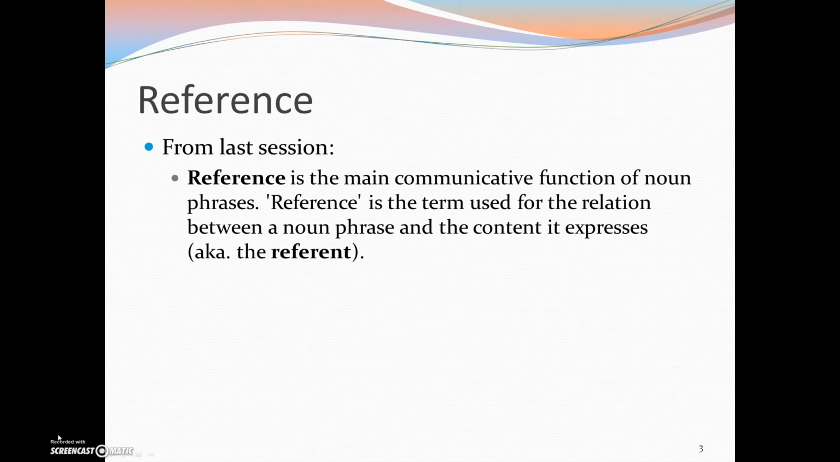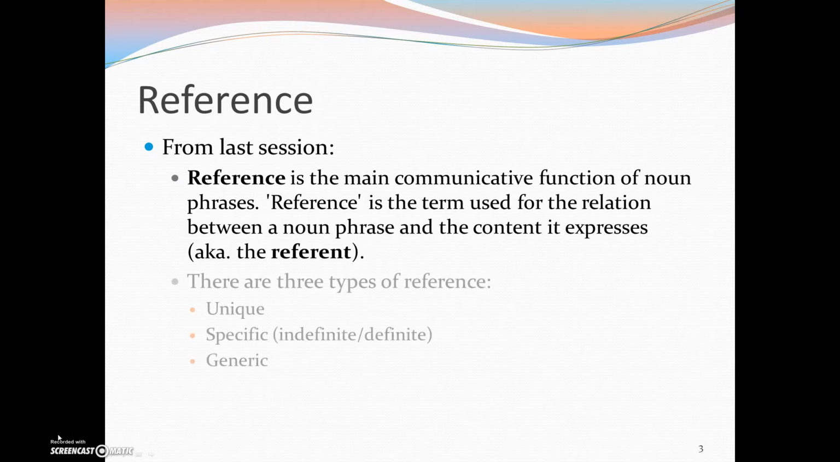So last session we looked at reference as well, and we saw that reference is the main communicative function of noun phrases. So reference is then the term used to express the relation between a noun phrase and the content it expresses, so the actual thing that we're trying to describe. And this actual thing is called the referent. So we saw that there were three types of difference: unique, specific, and generic.